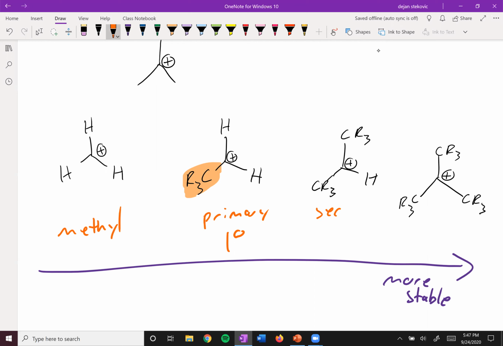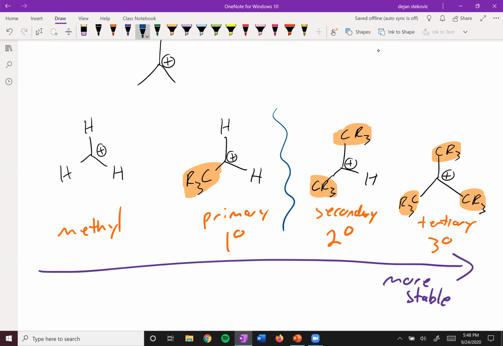This is called a secondary carbocation. It gets 2 with the degree symbol there because it's attached to 2 things that are not hydrogen, or 2 other carbons. And then this is called a tertiary carbocation because it's attached to 3 things. And so tertiary carbocations are much more stable than methyl carbocations. You essentially can't form a methyl carbocation, and really even primary carbocations are not realistic. So these 2, secondary and tertiary, are realistic to form. Methyl and primary, not very realistic to form.